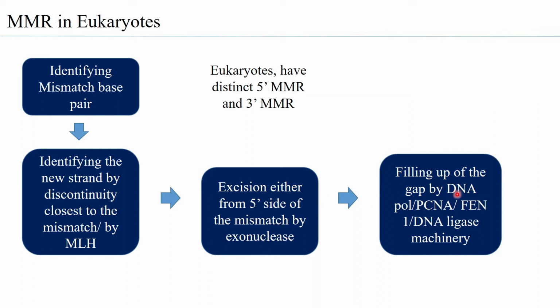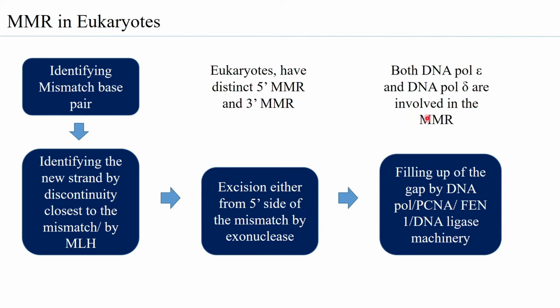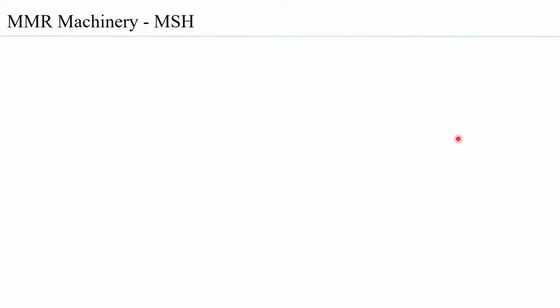The gap is then filled by the DNA polymerase, PCNA, FEN1, DNA ligase complex machinery, which is part of the DNA replication machinery, and that is the reason why one associates the mismatch repair system with the DNA replication system itself. What has been observed is that both DNA polymerase epsilon and DNA polymerase delta are involved in the MMR process.